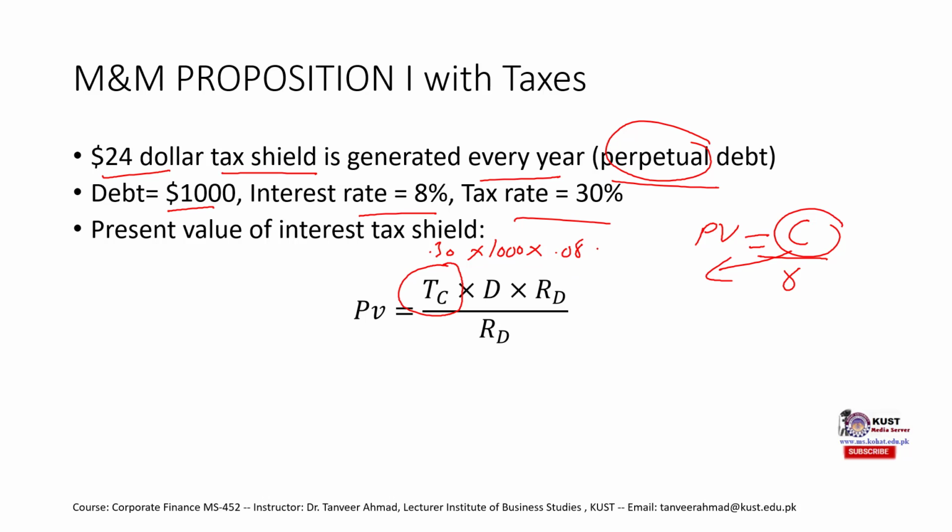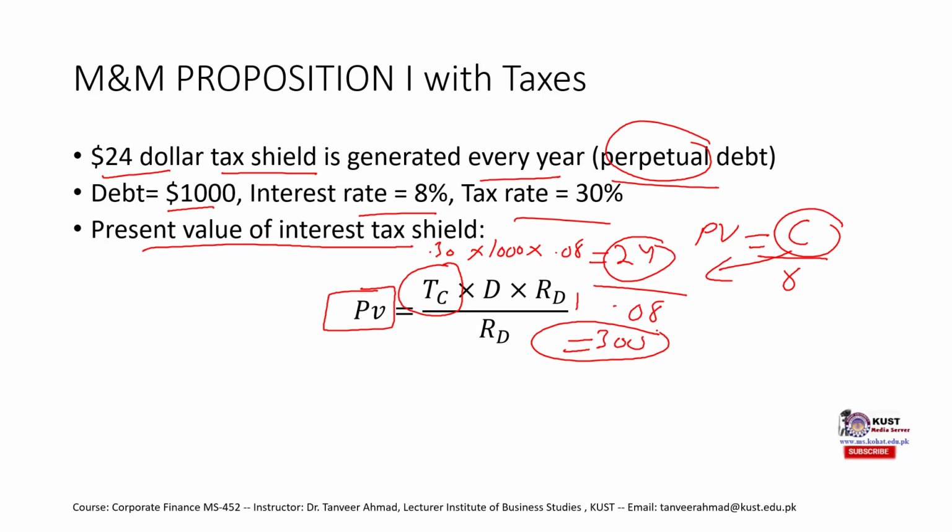So if you calculate this, you would get $24. This is C, the annual cash flow that we would save. This whole formula gives us the present value of the interest tax shield. If we divide 24 by the cost of debt, which is 0.08, then we get 300. This is the present value of all the annual tax shields that we would have for this leveraged firm. So what we just calculated is the present value of the interest tax shield.